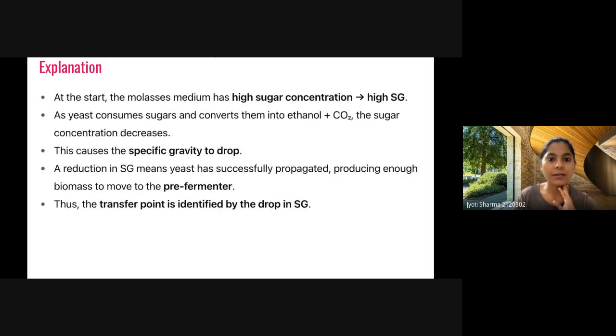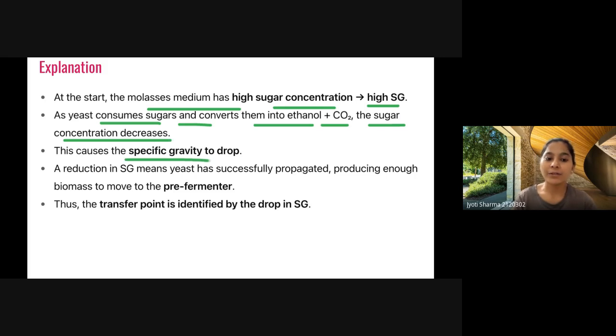I think next also have. So at the start, molasses medium will have high sugar concentration. It means high specific gravity. As yeast consumes sugar, which is converted into ethanol and water, the sugar concentration decreases, and that will reduce the gravity to a lower value. So reduction in SG means yeast has successfully propagated, producing enough biomass to move to the pre-fermenter, and thus this is the transferring point that is identified by the drop in specific gravity.